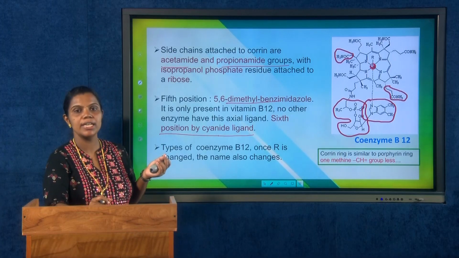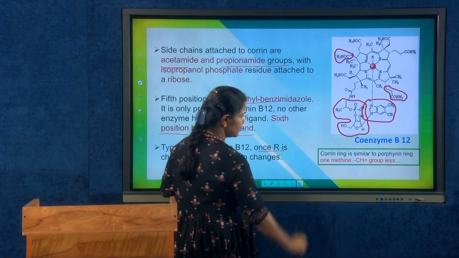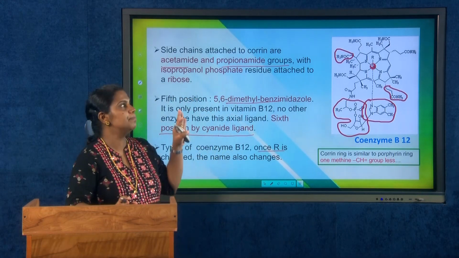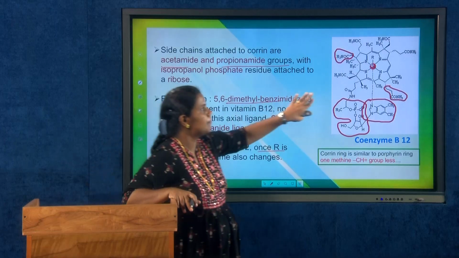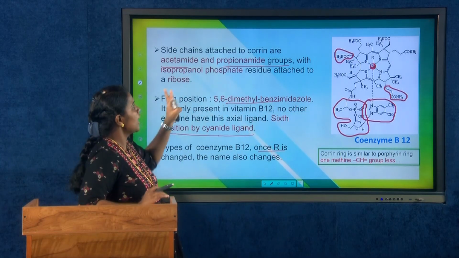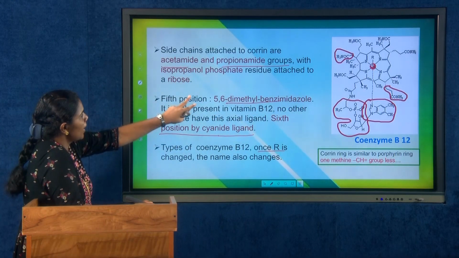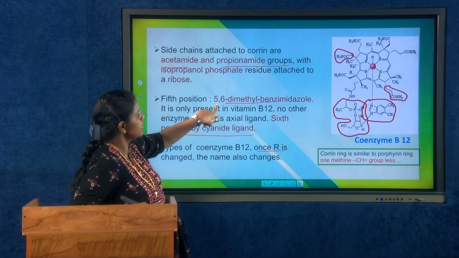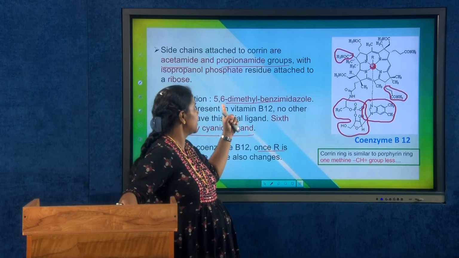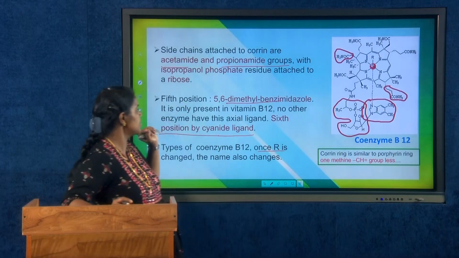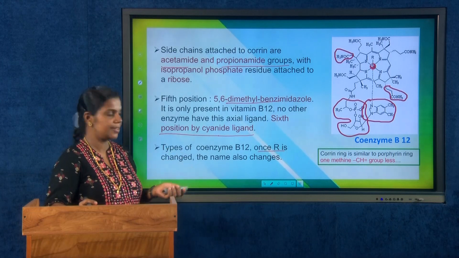There are different types of coenzyme B12. Once the R is changed, the name of the coenzyme is also changed. So, you should understand that the basic structure of vitamin B12 contains a corrin ring system with cobalt in the +3 oxidation state, and different types of substitutions are present: the acetamide and propionamide groups, and the isopropanol phosphate residue. In the 5th position, this is an exclusive property of this coenzyme, it contains 5,6-dimethyl benzimidazole, and the 6th position is usually occupied by the cyanide ligand.